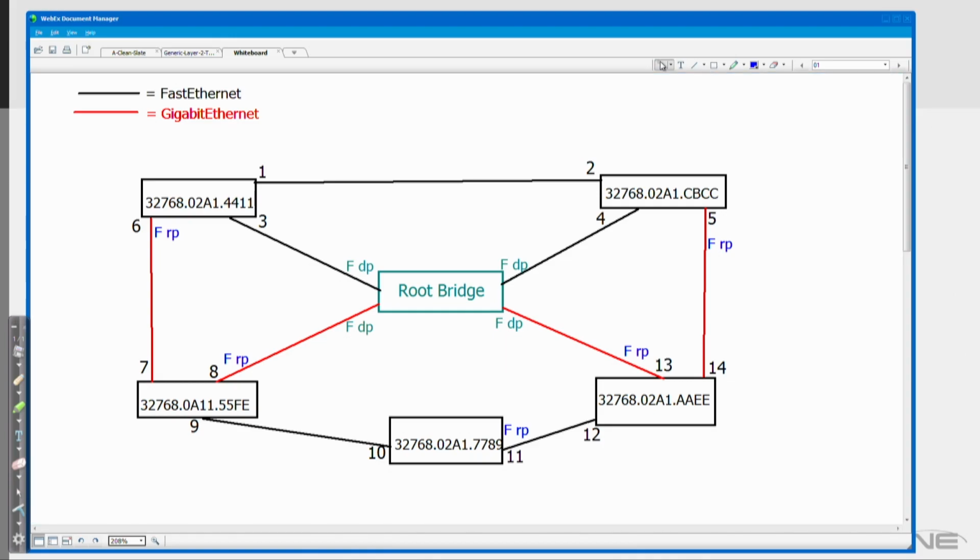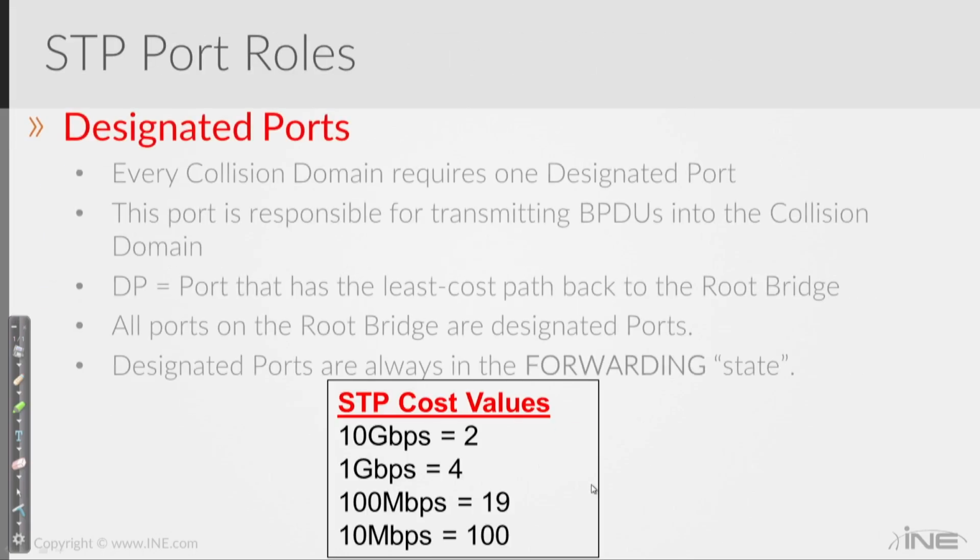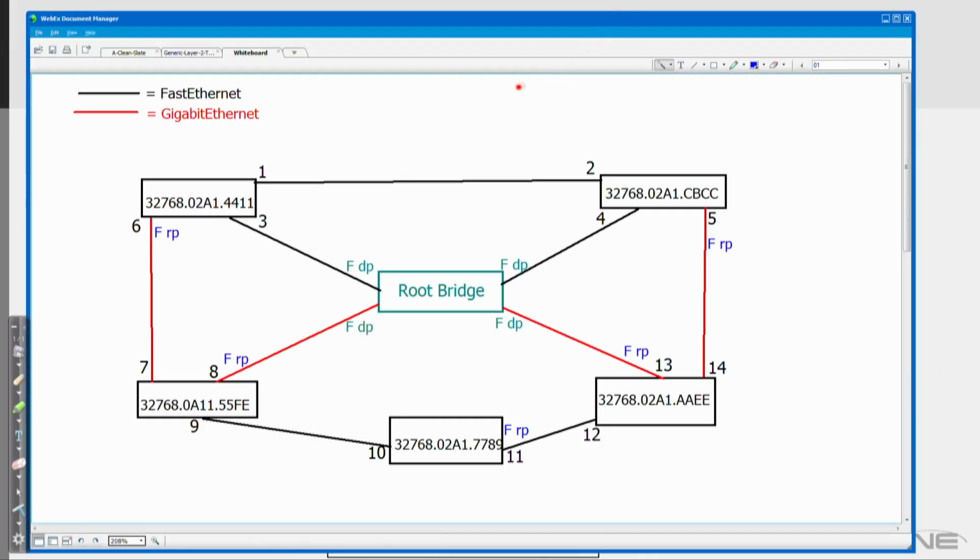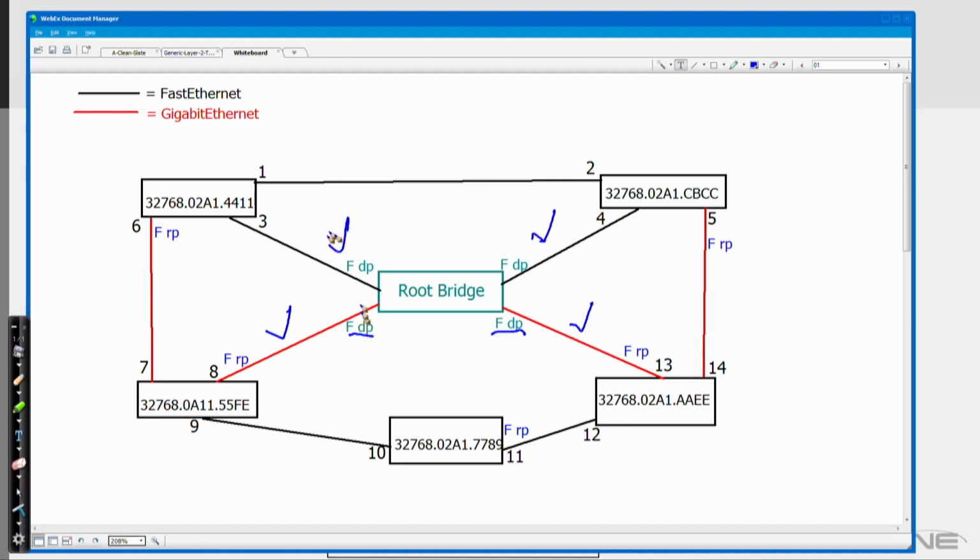And then step number 3 is our designated ports. And this is just a repeat of what we looked at before when we were talking about the root bridge back in step number 1. Every collision domain requires one designated port. So if we go back to our whiteboard here, we can check off, for example, we know that this is done because there's a designated port. This collision domain is done, so these 4 cables are finished, because we already have designated ports there, so we don't have to figure it out.